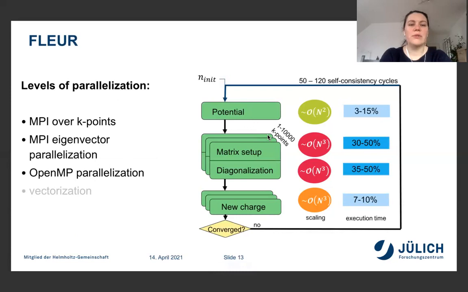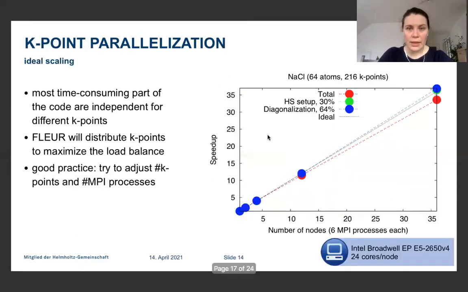Our top level of parallelization is MPI parallelization over k-points. Then we can also spread our eigenvalue problem over several MPI processes. And then, of course, we have multi-threading with MPI. Let's check how it works.